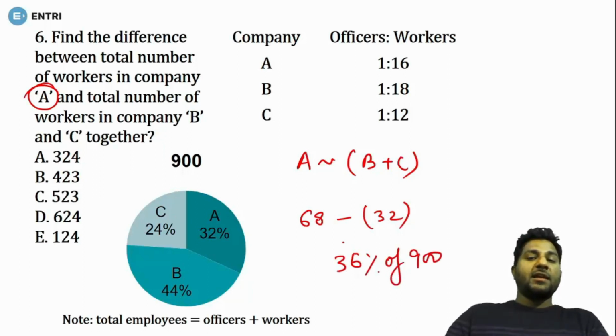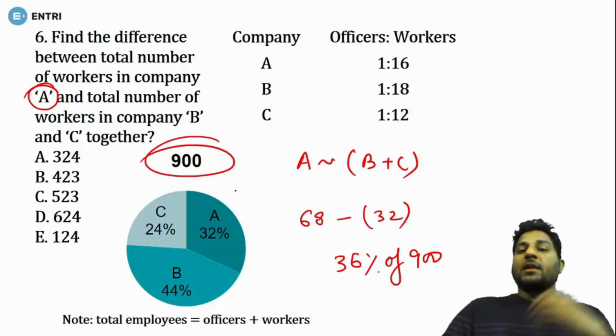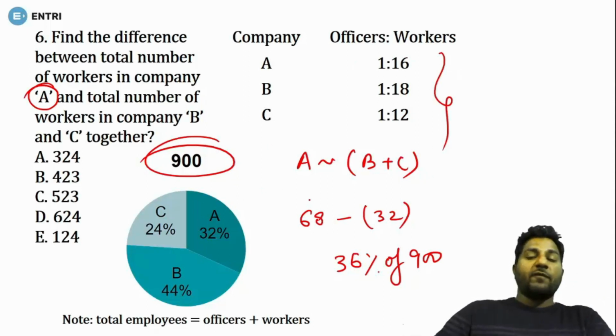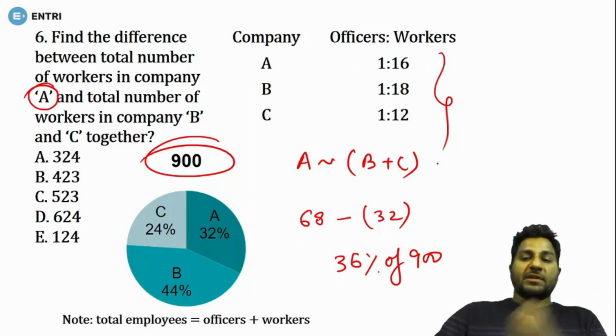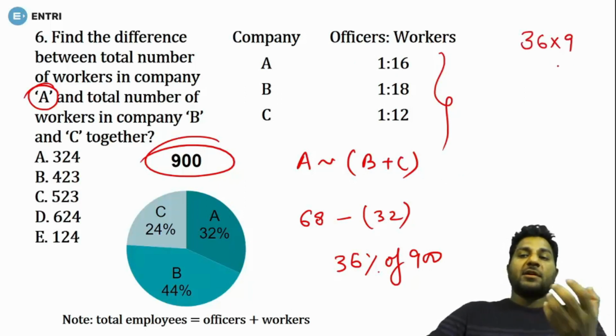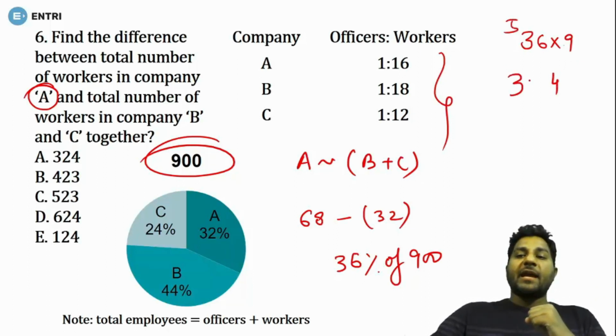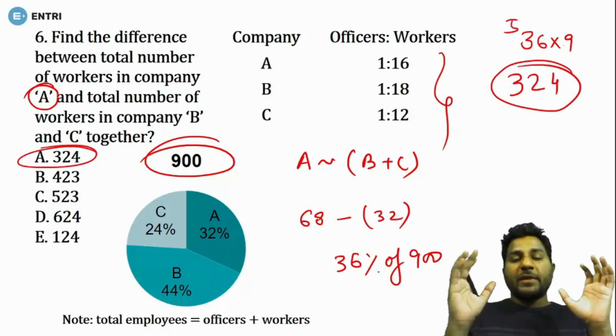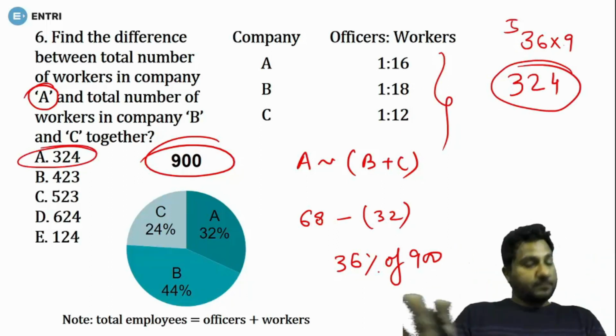So basically 900 was the total number of workers, and we don't need to do more because the workers and officers ratio has been given. If they had asked you about officers data, we could have done that with the comparison method. Now 36%, that means we will multiply 36 into 9. So 9 6s are 54, 9 3s are 27, and 5 32. So your first option will be the correct one. Got it?